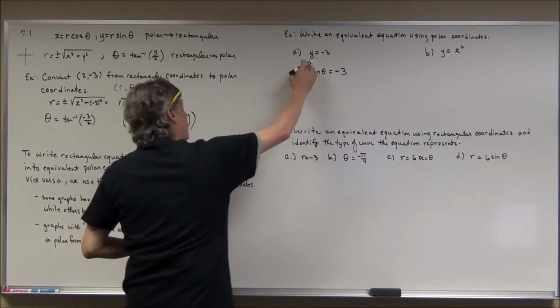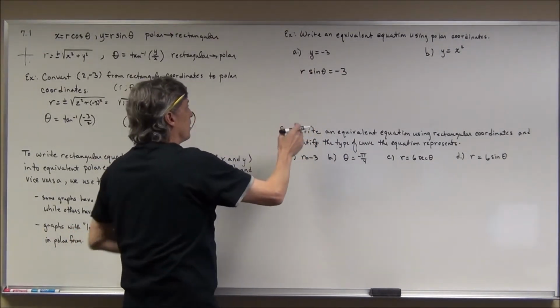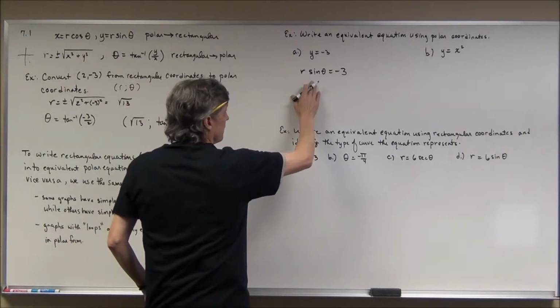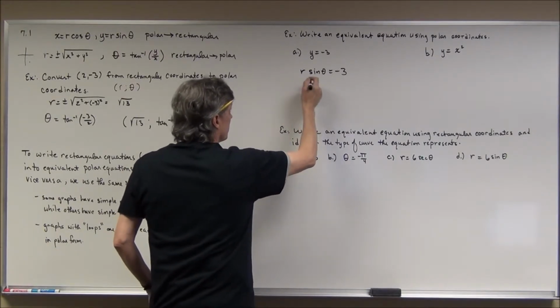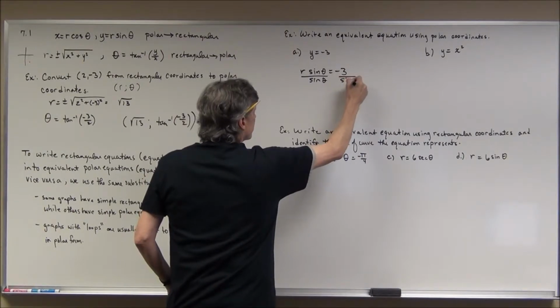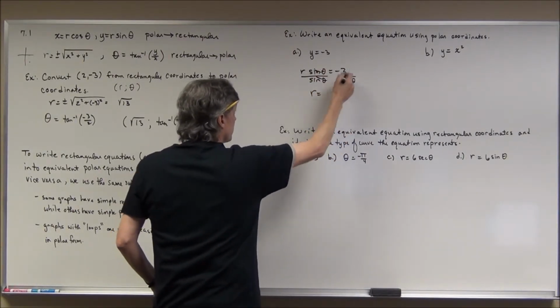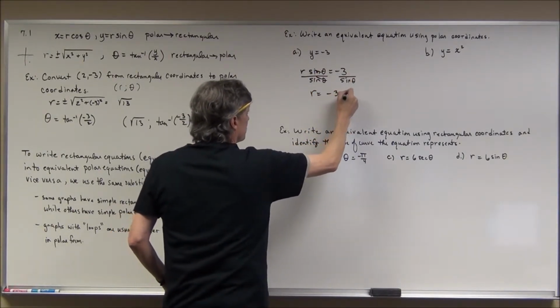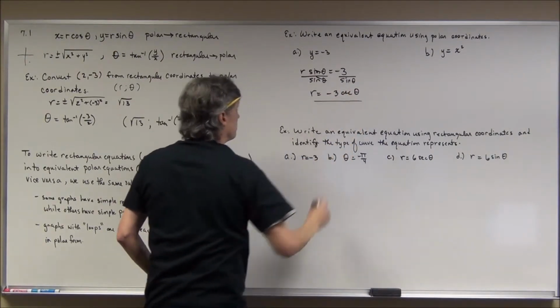We'd like to, just like y is typically written by itself on one side, do the same thing in polar form with r. So I'm going to divide both sides by the sine of theta. And I have r equals -3 over the sine of theta, or -3 cosecant theta. And that's it. It's about as simple as you can get it.